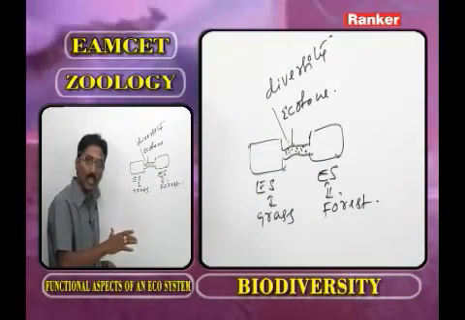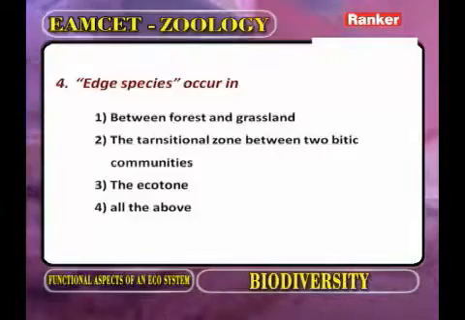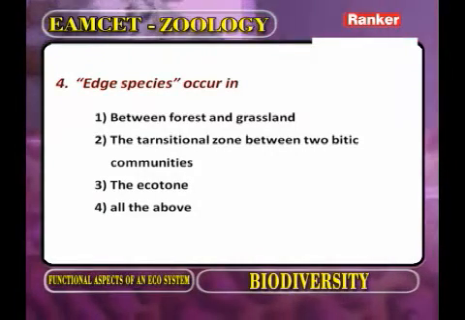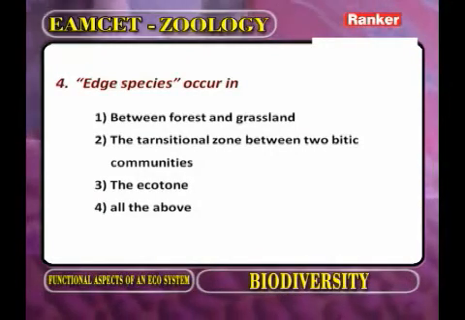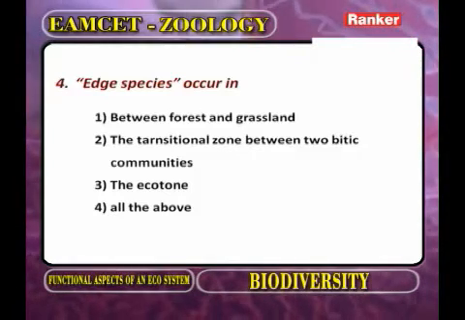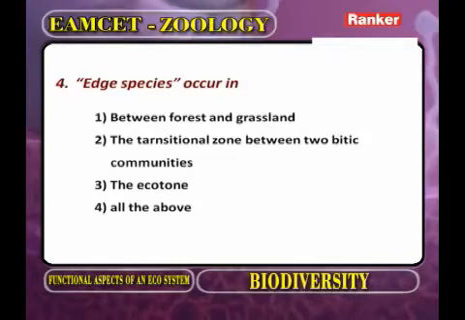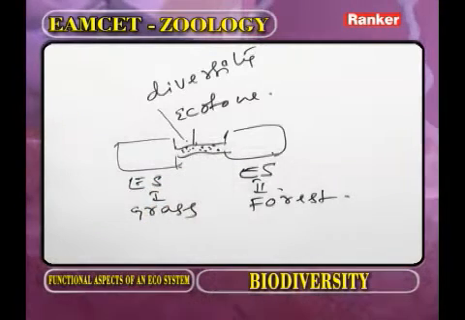Such effect we call it as edge effect. Third one, that transitional zone we call it as ecotone. Now regarding the edge species, what is the correct answer? What are the edge species? They are present in the ecotone. What is meant by ecotone? A transitional zone between the two ecosystems.